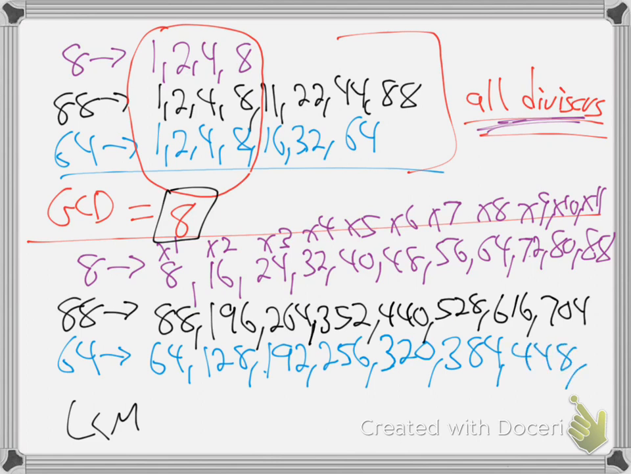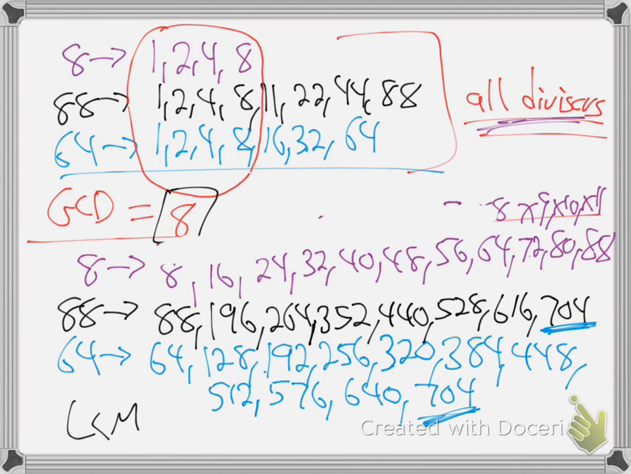448, and then 512, 576, 640, 704. Okay, so 704, and now I assume that's somewhere in the 8 list.